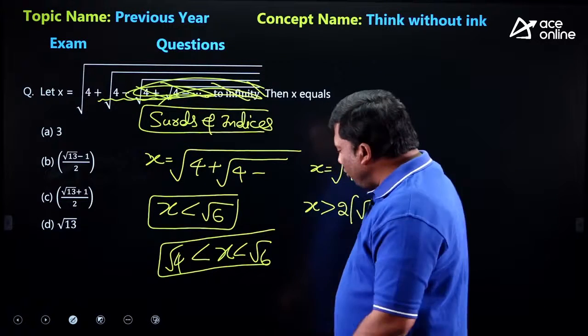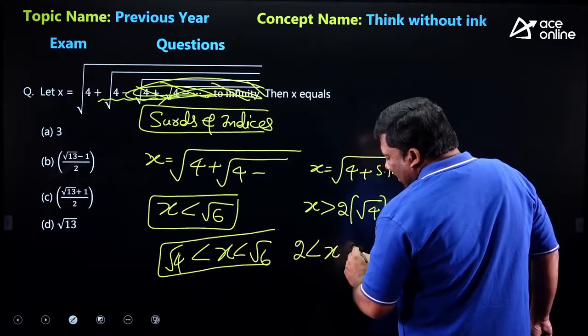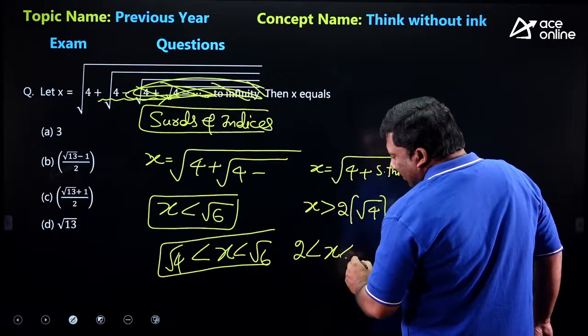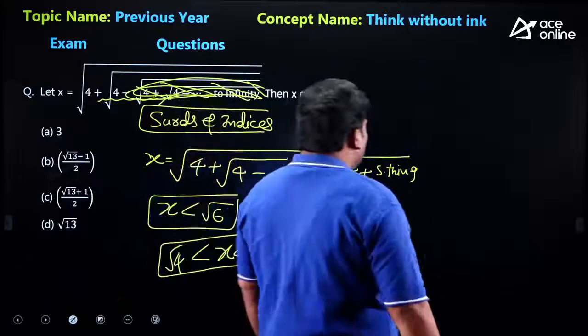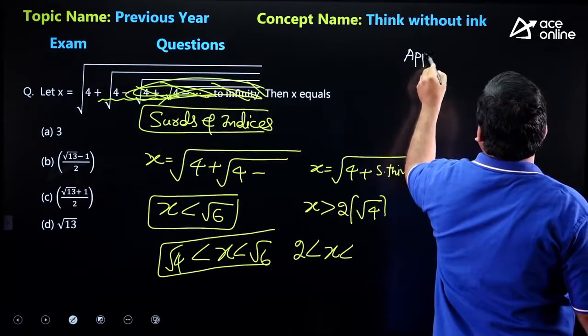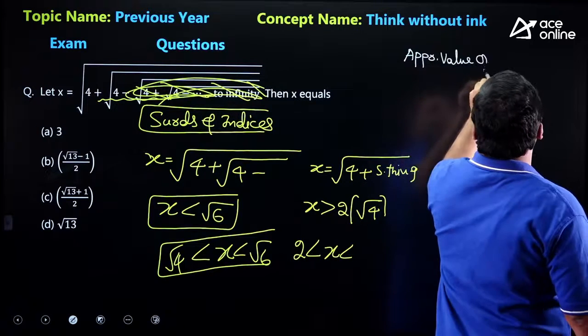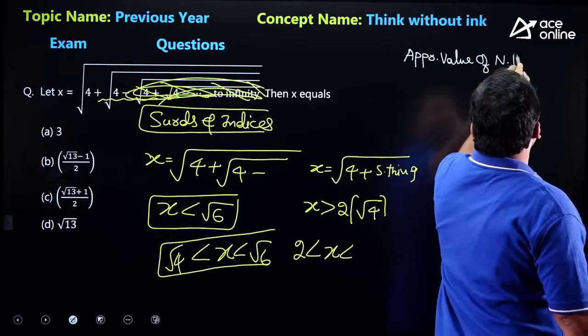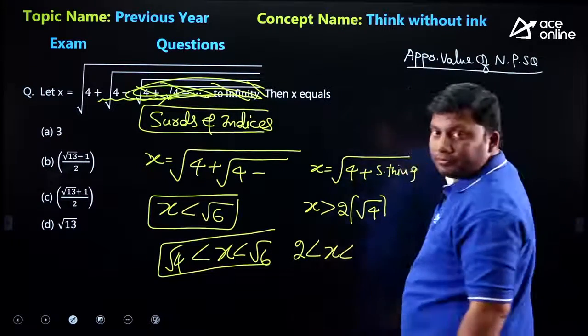Root 4 is 2, so it is 2 less than x less than root 6. How to determine the approximate value of root 6? How to determine the approximate value of a non-perfect square?